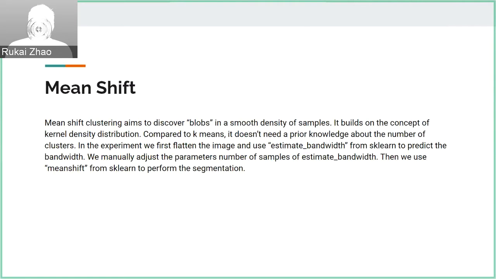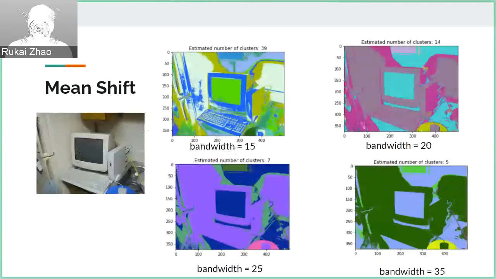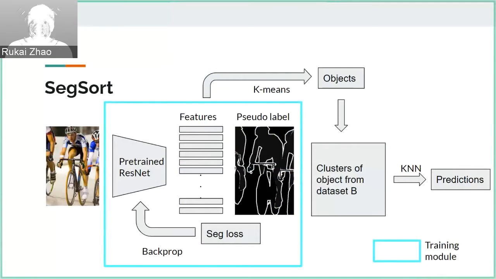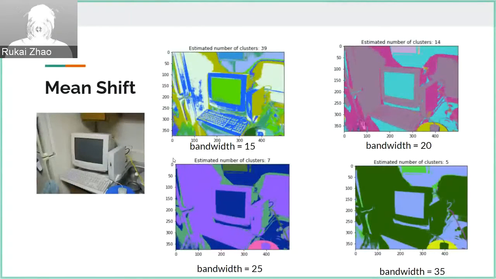Mean-shift clustering aims to discover blobs in a smooth density of samples. It builds on the concept of kernel density distribution. In the experiment, we use estimate_bandwidth from sklearn to predict the bandwidth. Then we use mean-shift from sklearn to perform the segmentation. We get bandwidth 35 from estimate_bandwidth. We also tried different bandwidths: 15, 20, and 25. We can see that the estimated number of clusters increases when we decrease the bandwidth.